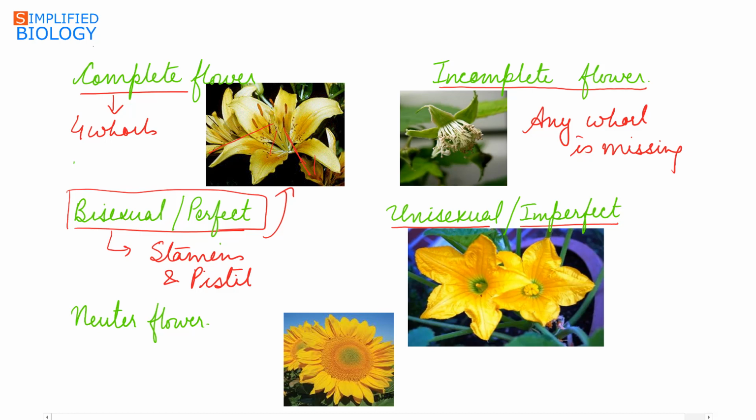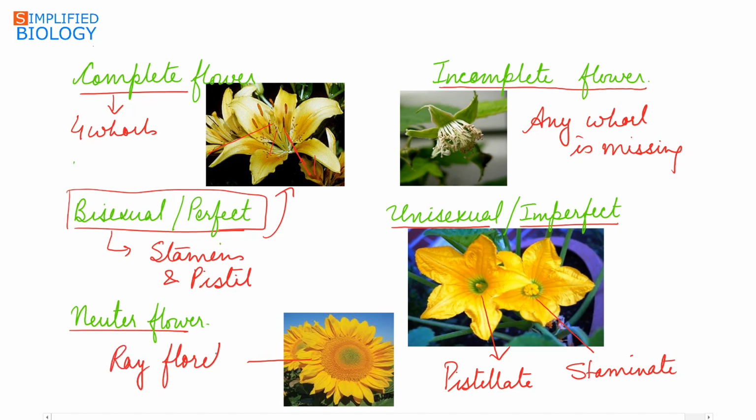The flower in which the gynoecium is present is referred as pistillate flower, and the flower in which the androecium or the stamens are present is referred as staminate flower. While neuter flowers, in which both stamens and pistil are absent, are just like the ray florets of sunflower.